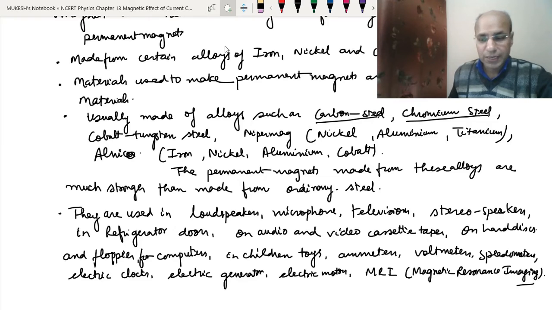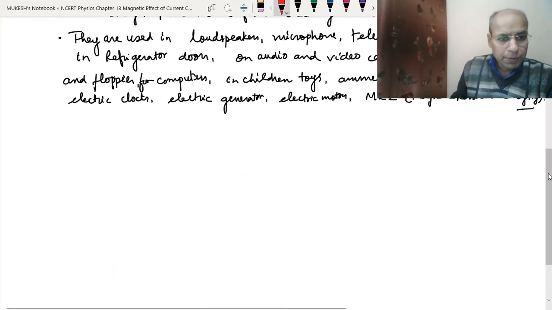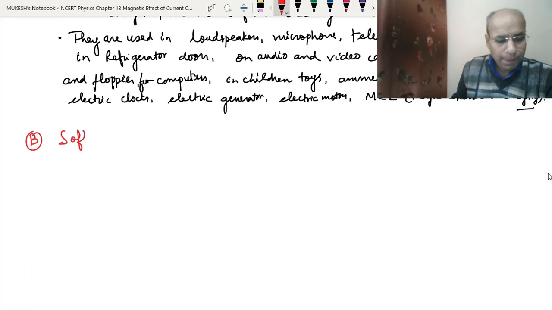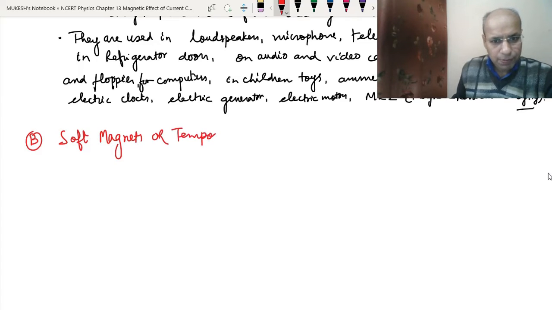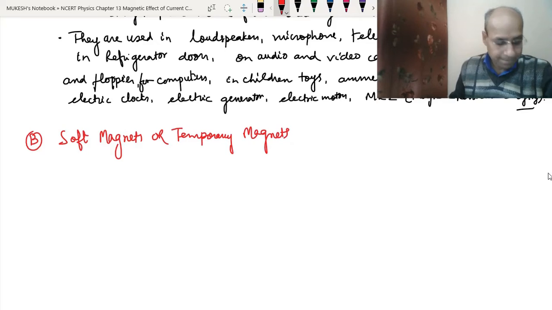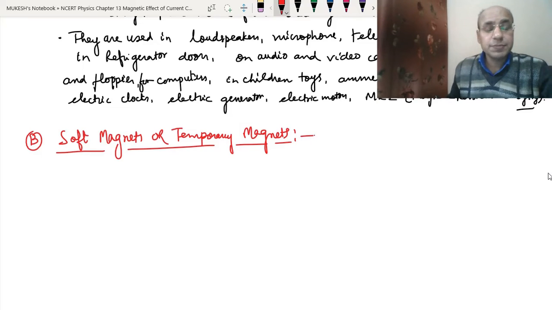Now the soft magnets or temporary magnets. See, as the name suggests, temporary magnets do not retain their magnetism for a longer period of time. They lose their magnetism very easily. That is why we call them soft magnets or temporary magnets.